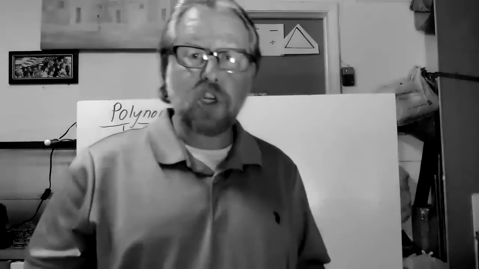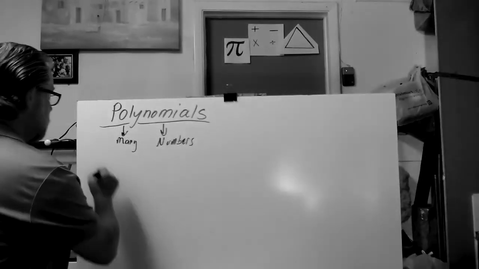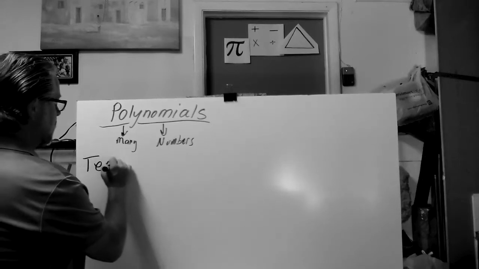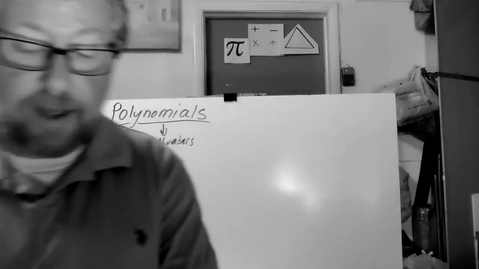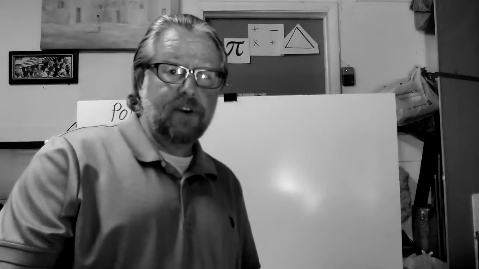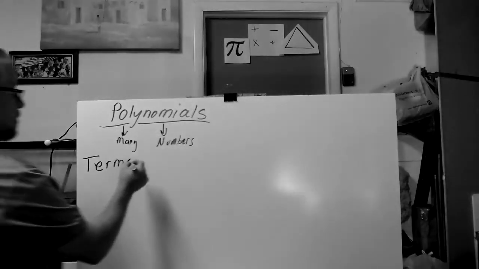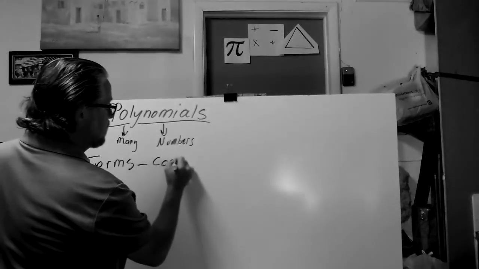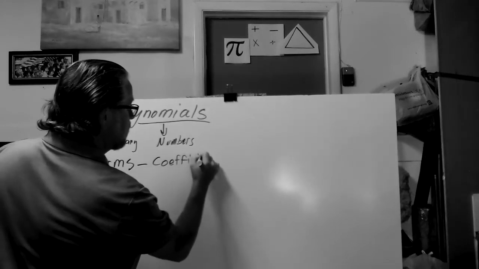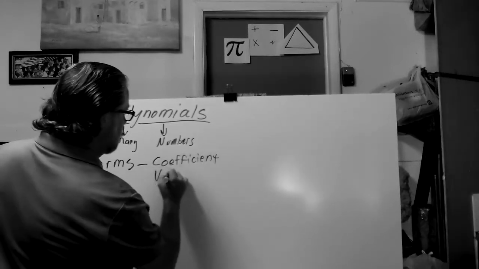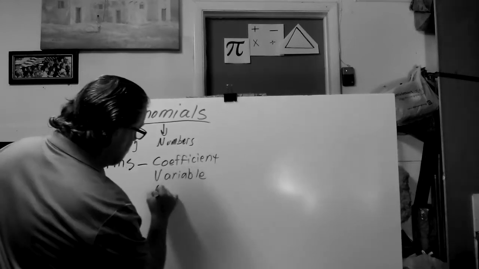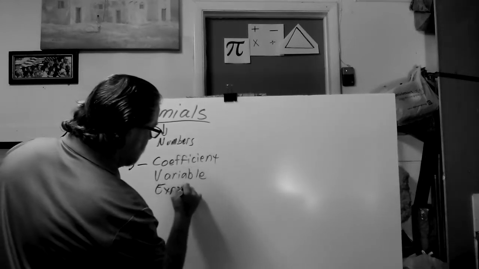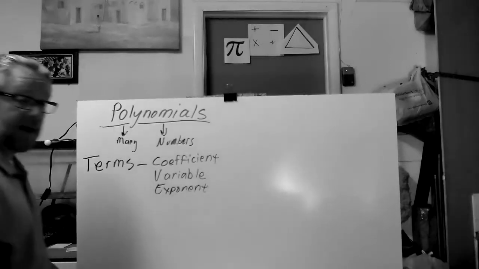Polynomials are made up of things called terms. Let's write that down. Terms. And the terms are made up generally of three things. Each term has a coefficient, a variable, and an exponent. So terms are made up of a coefficient, a variable, and an exponent. Okay, so far so good.